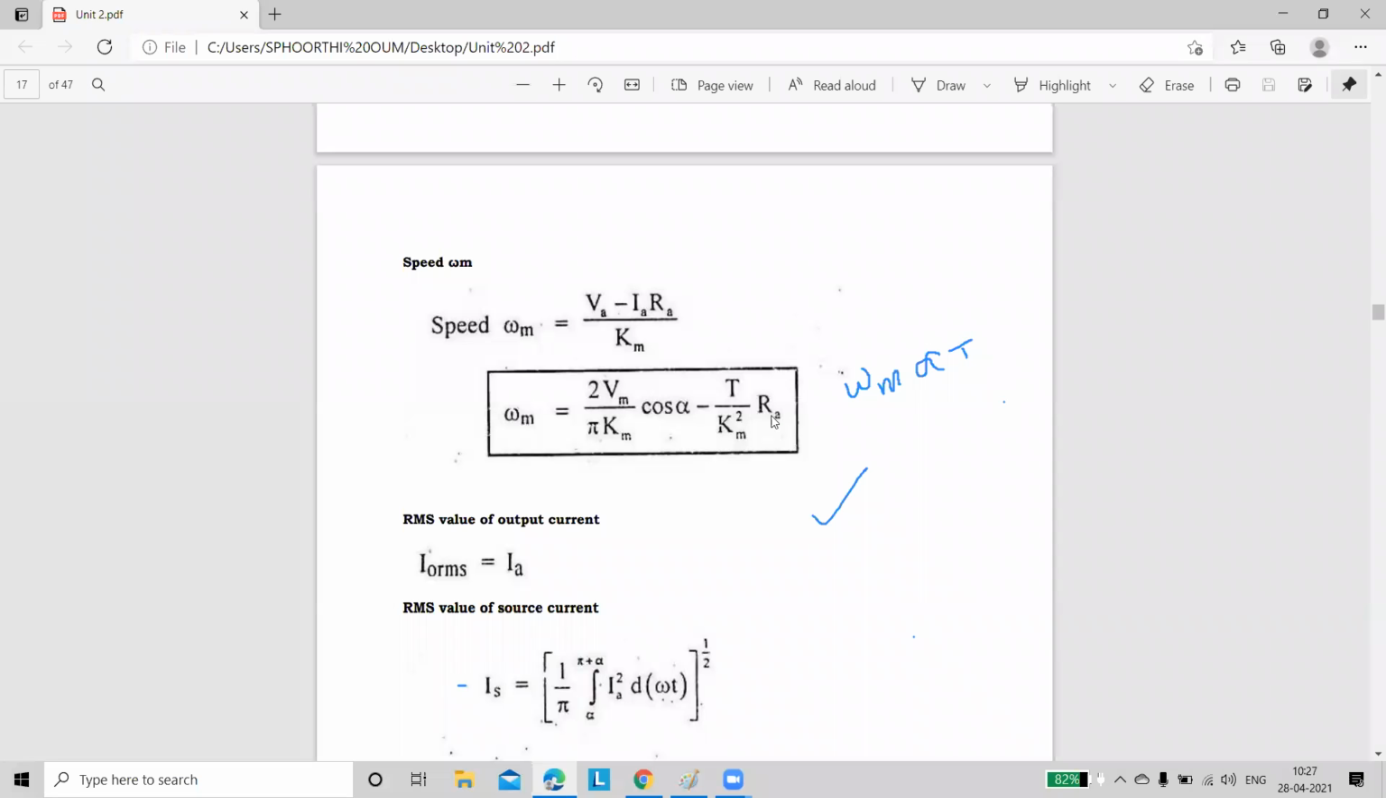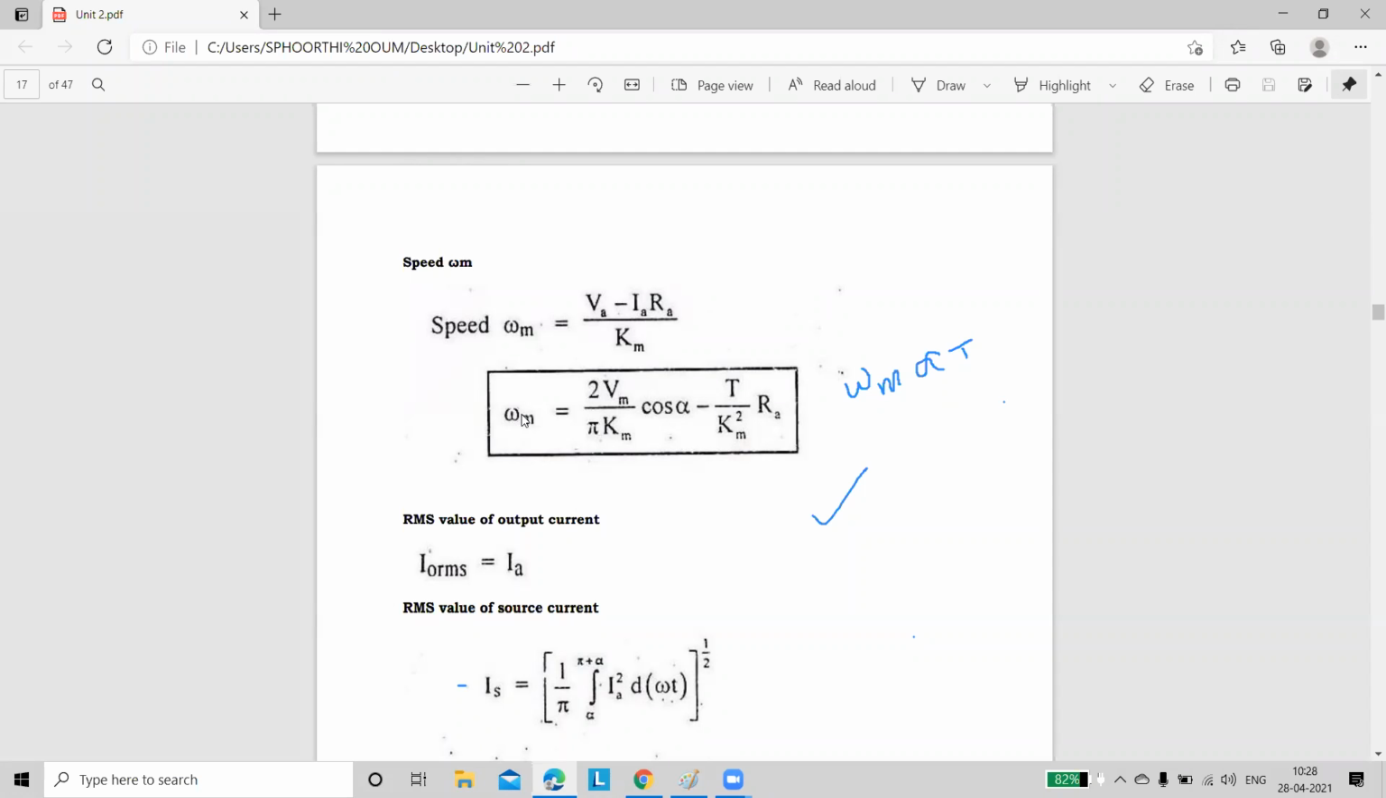Next, come to speed. Speed is V naught minus IARA. Just guess the value of speed. It may be positive or negative. Positive, ma'am. Is there any chance to get it as negative?